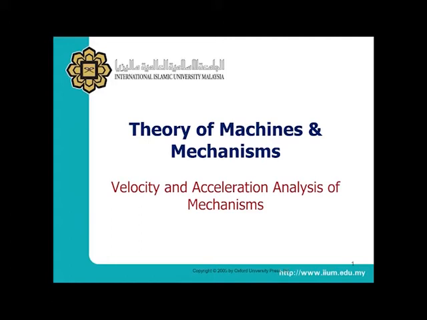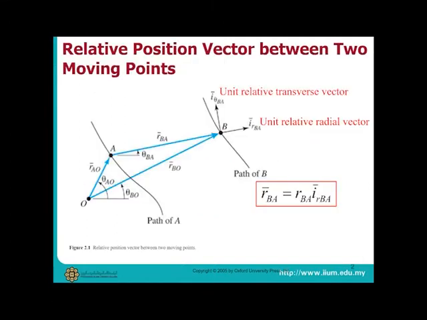In this chapter, we're going to discuss the velocity and acceleration analysis of mechanisms. Before velocity and acceleration analysis is done, it is necessary to make position analysis. For any position vector, for example, the position of point B with respect to point A, could be written as RBA, which consists of the distance between B and A as well as its direction.